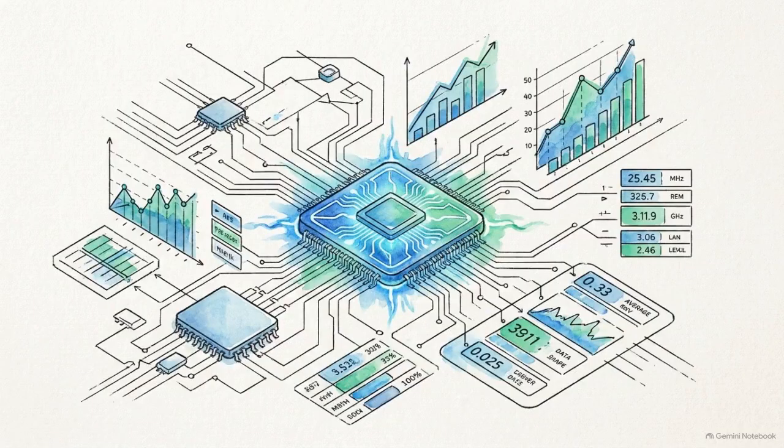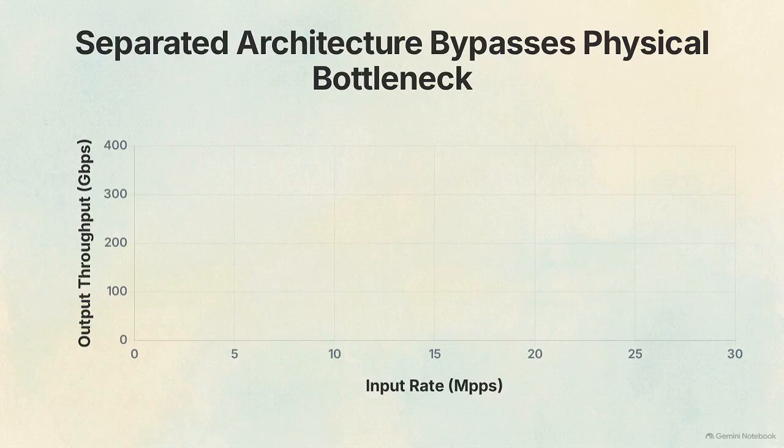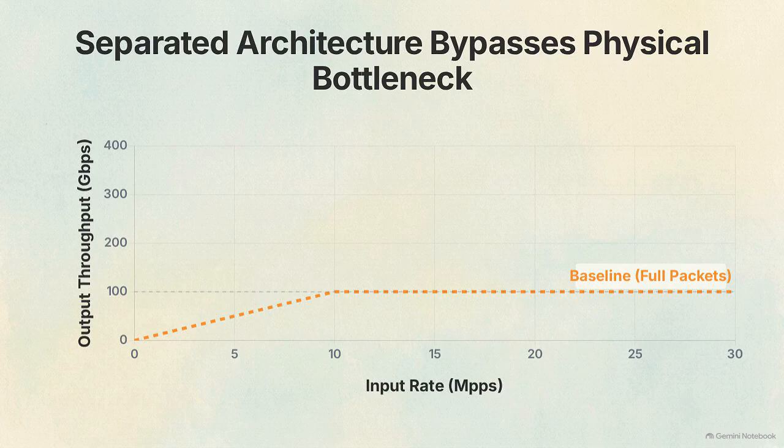The quantitative performance data shows the specific advantages of this architecture over legacy methods. This chart plots output throughput against input rate. Notice the traditional offloading systems routing full packets. They flatline hard at a 100 gigabit per second ceiling. The cap occurs because the external physical link bandwidth saturates. Additional processing power on the CPU cannot fix a saturated physical wire.